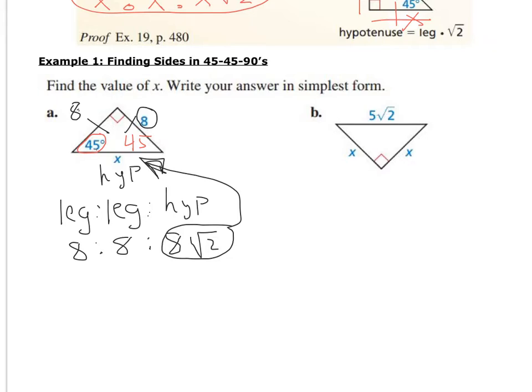Let's go to B right here. Well, now B, they don't tell us anything about the angles, do they? But notice what they tell us about these two sides. Well, since this is a right triangle with two equal sides, since they both equal x, then that means this is a 45, 45, 90.